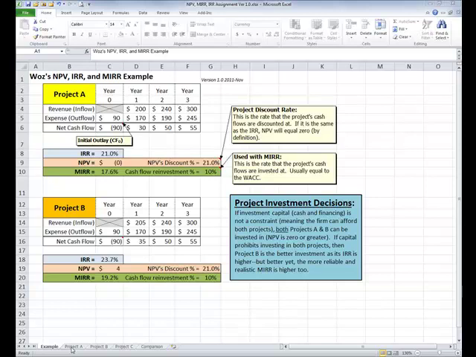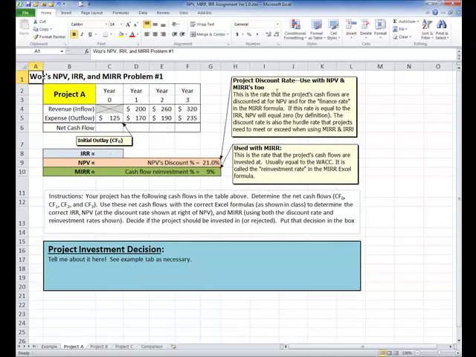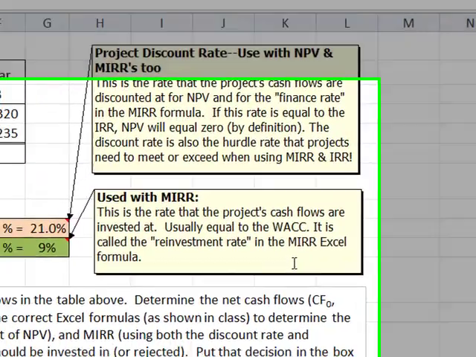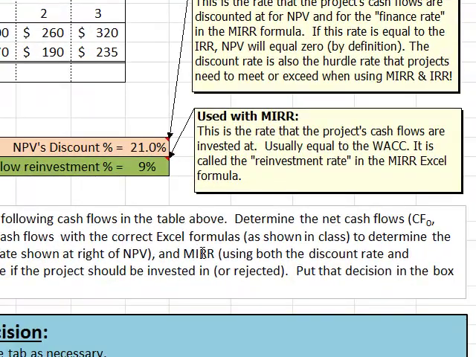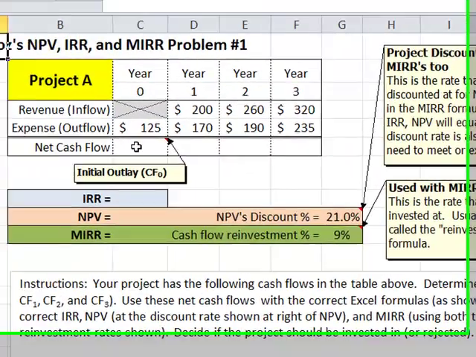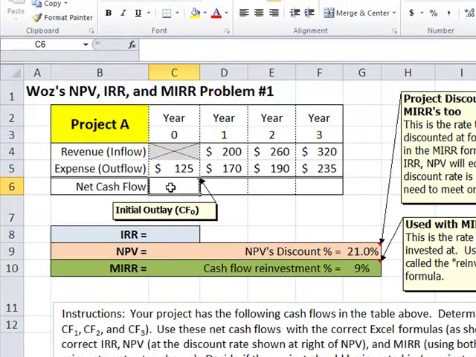I'm going to click on the Project A tab down here on the bottom. Okay. Project A does have some explanatory boxes here. If you wish to read through them, you're welcome to do so. Here, we need to compute our net cash flows.